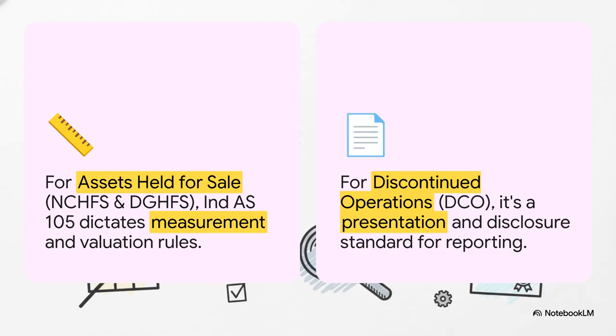But when it comes to that third pillar, discontinued operations, it's not about measurement at all. It's a presentation and disclosure standard. It's telling you how you need to show this information in your reports. And that difference is absolutely crucial, right? It helps everyone reading the financials understand the massive difference between selling off a single asset and shutting down a whole part of the business.